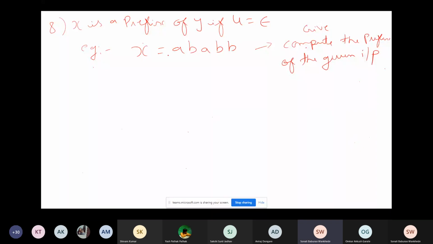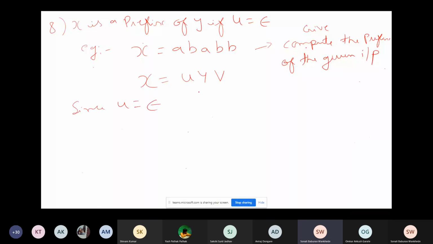So over here, first you have to check whether it's in this form: X is equal to uyv. This was the form of computing the substring, right? Now, since u is equal to epsilon, this u, right?